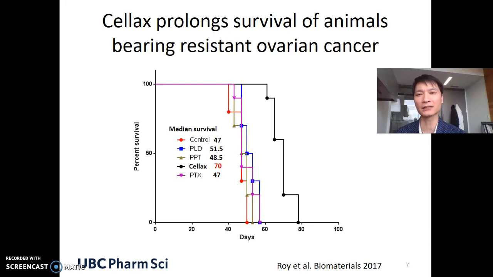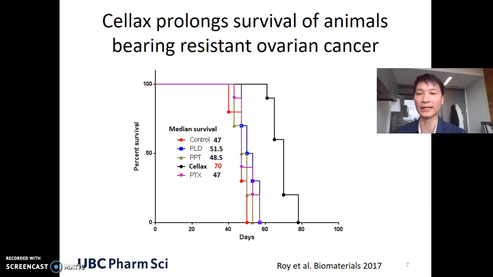And the ultimate goal for cancer therapy is to prolong patient survival. And in this case, we are really interested in looking at whether Cellax can prolong survival of animals bearing resistant ovarian cancer. Again, this is a very difficult to treat disease because these patients or animals have ovarian cancer that has already spread throughout their abdomen. Cancer chemotherapy drugs have difficulty reaching those tumors, and the tumors are highly resistant to different therapies.